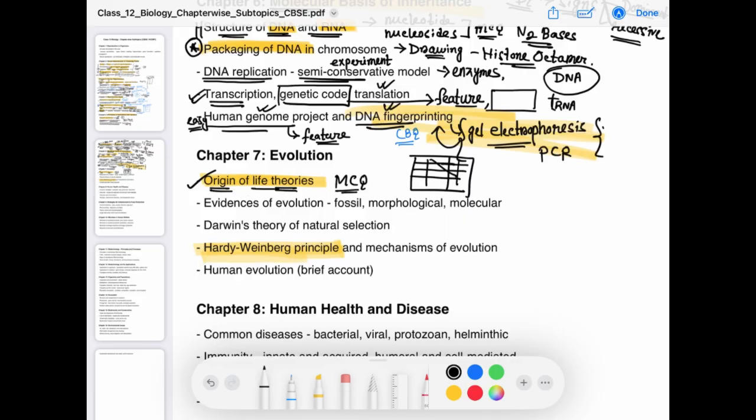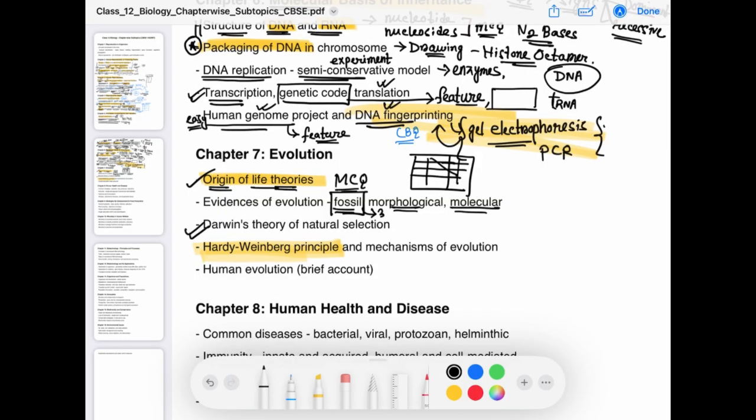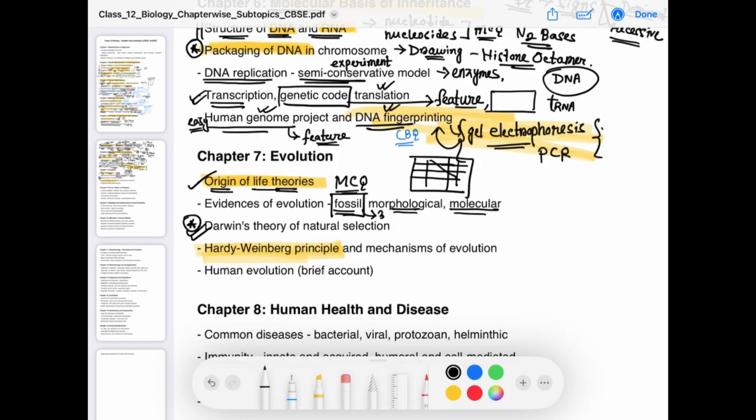Then there is the fossil part. You have to memorize how fossils are supporting the evolution. This comes in 3 marks questions. Next there is Darwin's theory of natural selection. You have to know about the industrial revolution, after the revolution and before the revolution, how the color has changed in the peppered moth, that you have to know. And there are finches also. You have to know about that also.